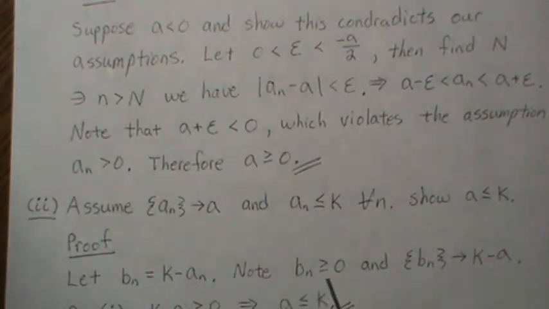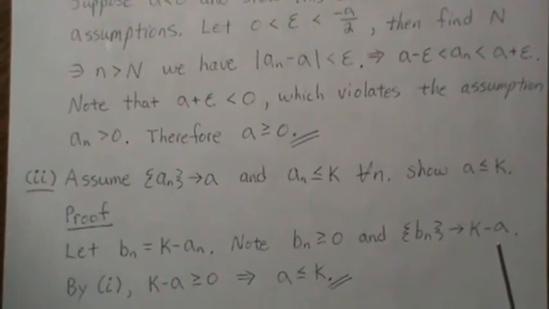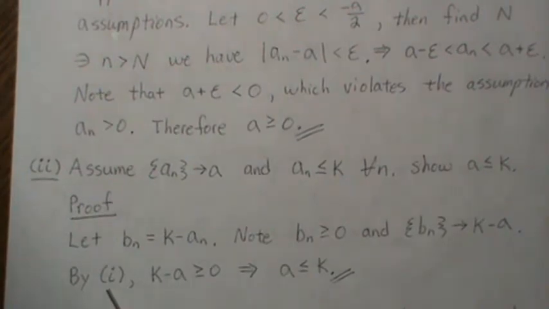Now note that b_n is non-negative for every term, and that the limit of this sequence is actually K minus A, because these are two converging sequences. Of course, K converges to itself, and then a_n converges to A, so b_n converges to K minus A. Now, by property 1, we know that this has to be greater than or equal to 0. But this implies that A is less than or equal to K. And then we're done, because that's what we wanted to show.